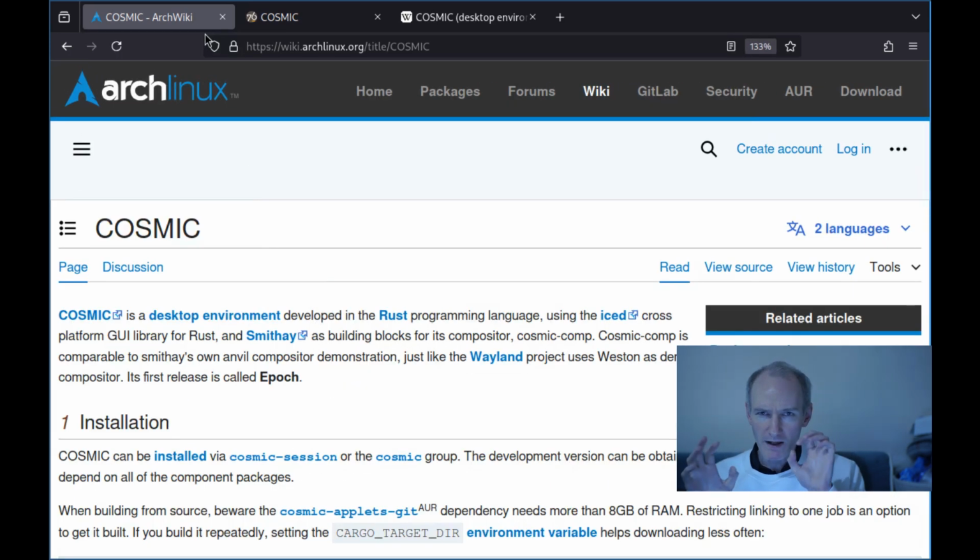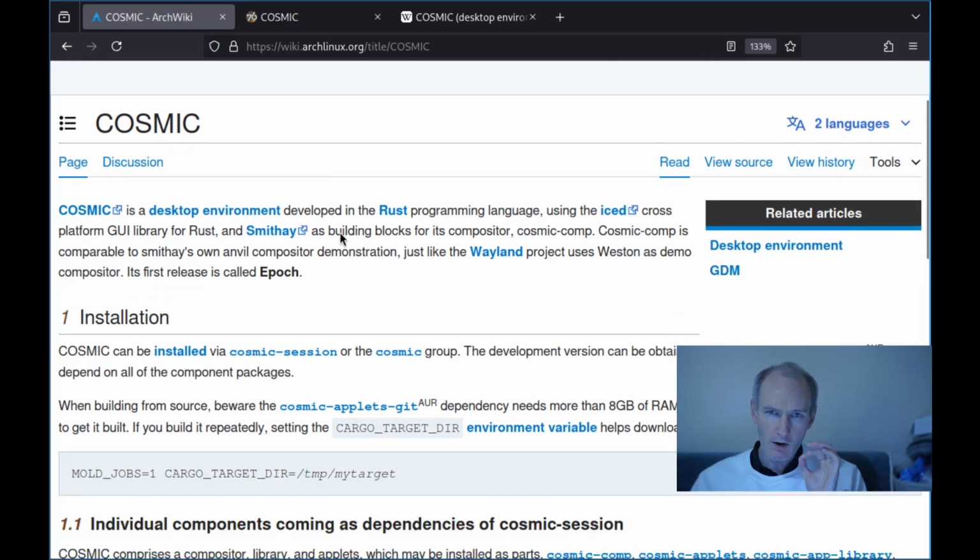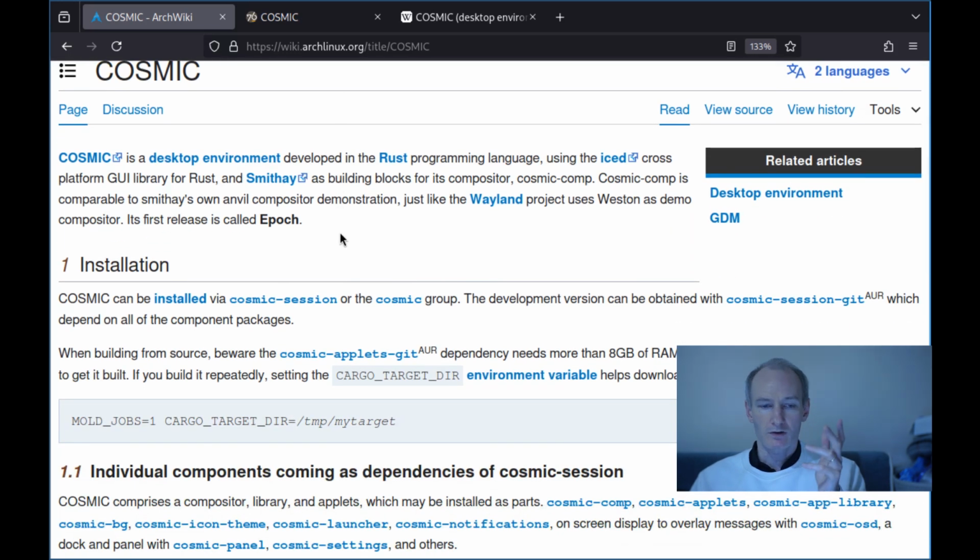There's buzzwords here, there's hints, there's little things why you might think I'm getting my back up a bit. You can tell where this might be going. So the Cosmic Desktop environment, so yes, it's a desktop environment developed in the Rust programming language. Now we're getting into it. You can see maybe where this is going. I don't know.